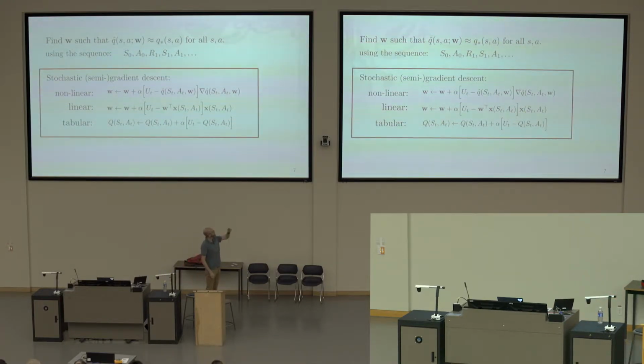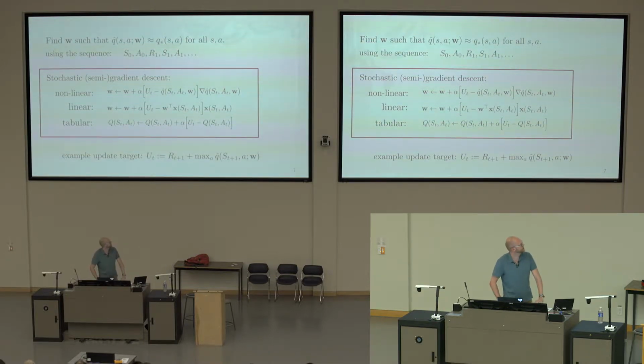The semi in semi-gradient comes from the fact that your update target, UT, is typically not unbiased, so it's treated as a constant when we write those update equations. But in practice it depends on W as well, because you bootstrap from other value estimates. That's why it's not completely stochastic gradient descent, unless you have special cases such as the Monte Carlo update target, where you don't bootstrap. So here's just an example of the target. This is the Q learning update target: you take the immediate reward plus the maximum Q value of the next state.